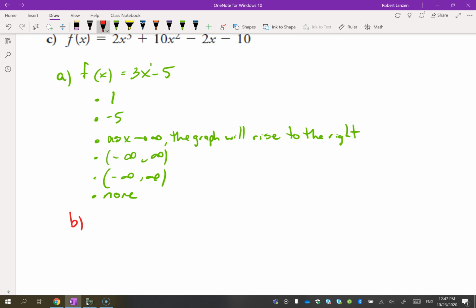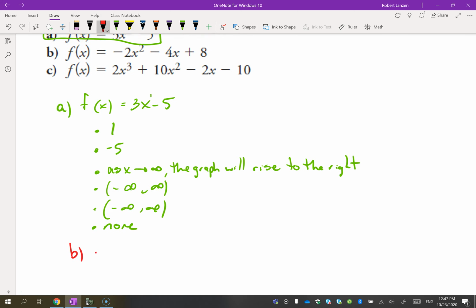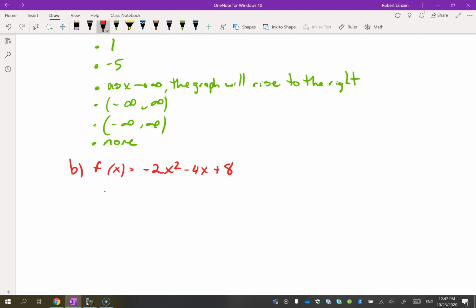Okay, let's do B. B is f of x equals -2x squared minus 4x plus 8. Okay, first of all, how many x-intercepts does this have? At most 2, right? X squared tells me we could have at most 2. There might be 1, there might be none, but it has at most 2. The y-intercept, if we put a 0 in where each x is here, we're going to get a y-intercept of 8.